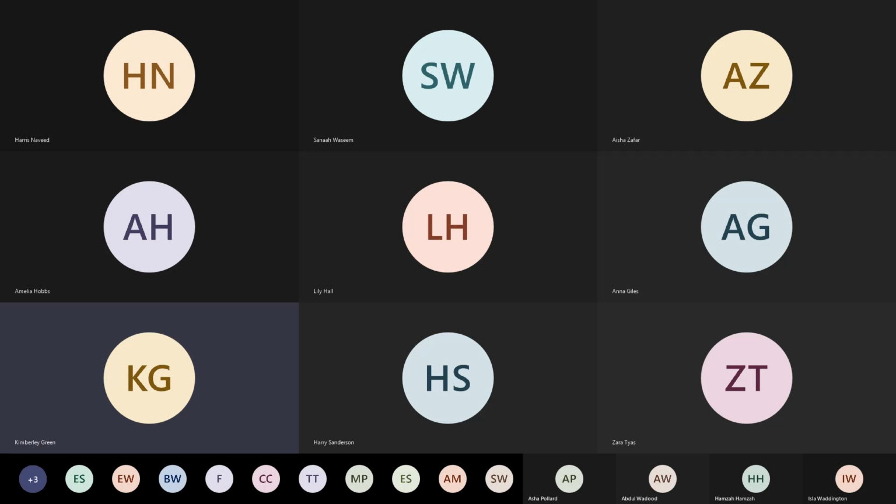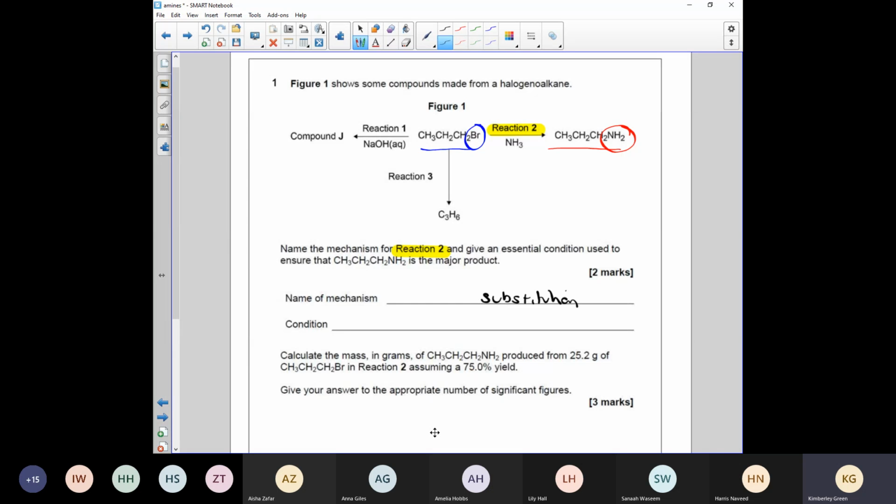Right, so we want the reaction 2, and we've now realised that a bromine has been swapped for this NH2 group. So we've realised it's substitution. So what is going to be substituting? Well, we can either have nucleophilic or electrophilic, can't we? I mean, there's free radical as well, but that's only dealing with alkanes, so I'm not gonna stress myself with that one. So we've either got nucleophilic or electrophilic.